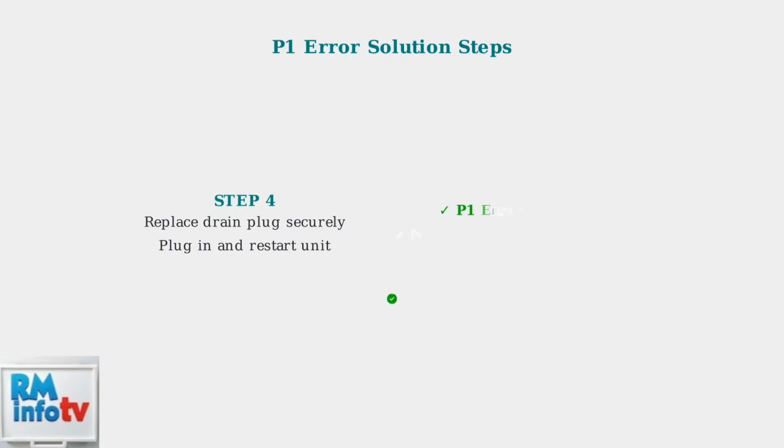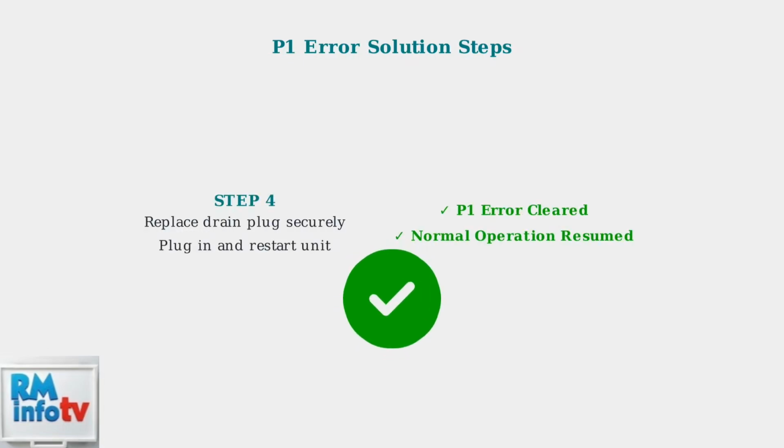Finally, securely replace the drain plug, plug the unit back in, and restart it. The P1 error should disappear, and your air conditioner will resume normal cooling operation. When basic draining doesn't resolve the P1 error, advanced troubleshooting techniques can help identify and fix persistent issues.